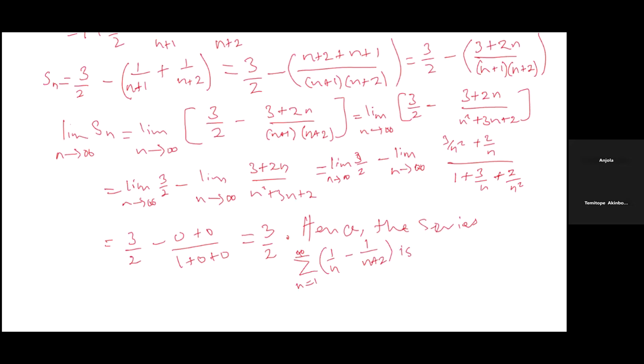Now, remember, I gave you a definition: given the sequence an, its series is convergent if the partial sum is convergent. Understood? So hence the series, this one, is convergent.